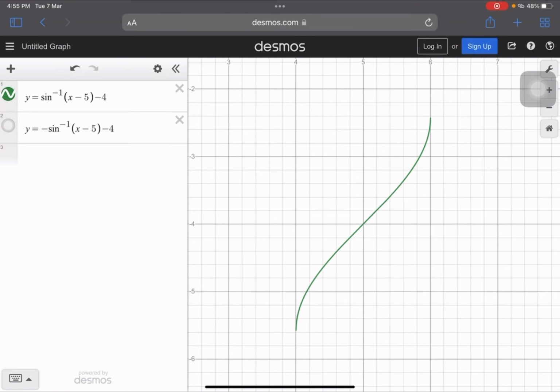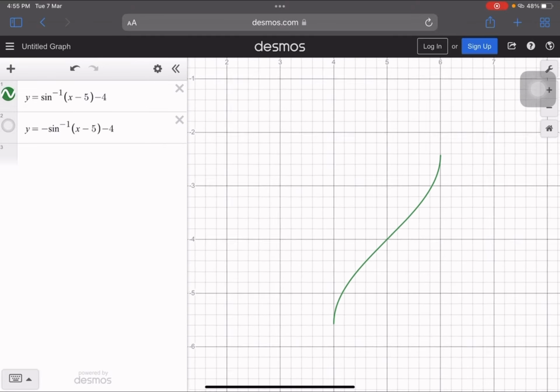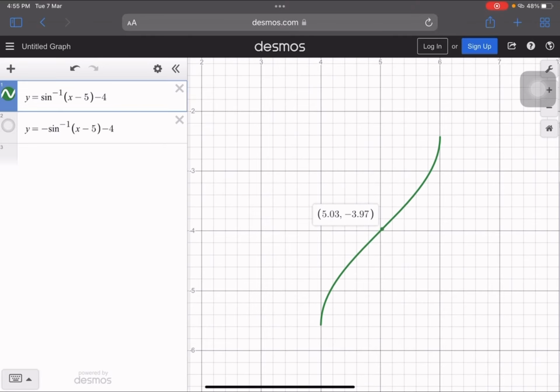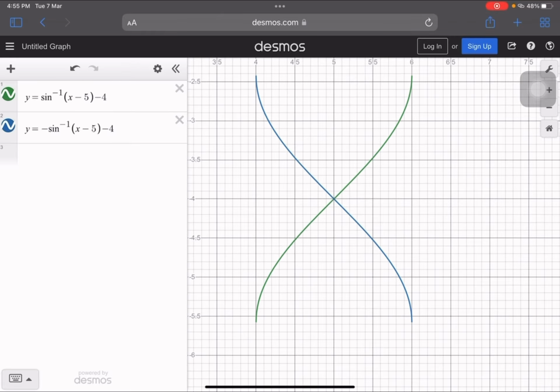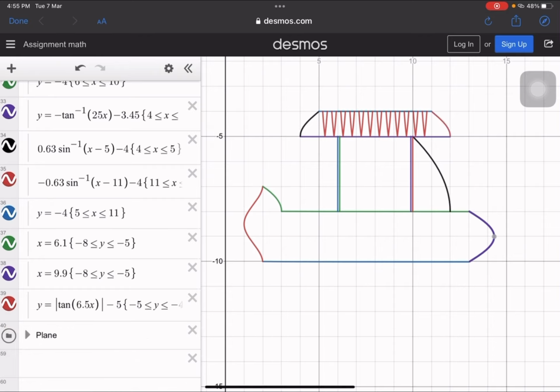So for this one, this is the graph. The inverse sine graph is shifted to the right by 5 units, and -4 is the vertical shift, as we can see here. If we have a negative sign in front of it, it will be mirrored on the y-axis. So let's see our actual graph. The side view, and this is our example, these two.